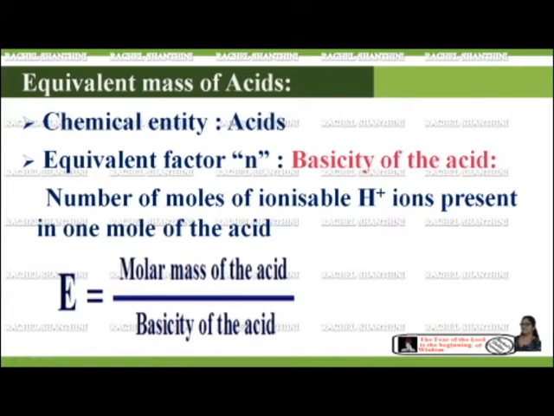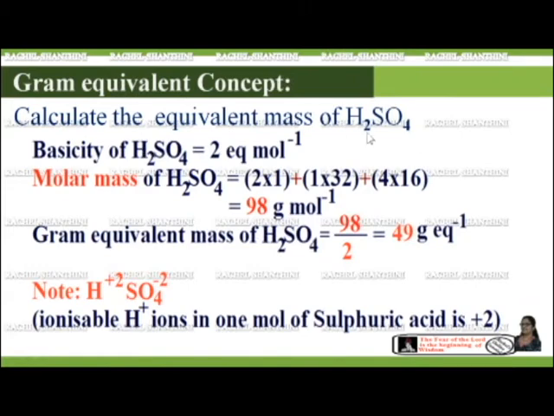Now let us see this concept with an example. Let us take sulfuric acid as an example and calculate the equivalent mass of sulfuric acid. When you look at the formula of sulfuric acid, it has 2 H plus ions and 1 SO4 2 minus ion. So the ionizable H plus ions in 1 mole of sulfuric acid is 2. So the basicity of sulfuric acid is 2 equivalents per mole. The equivalent factor N of sulfuric acid is equal to 2.